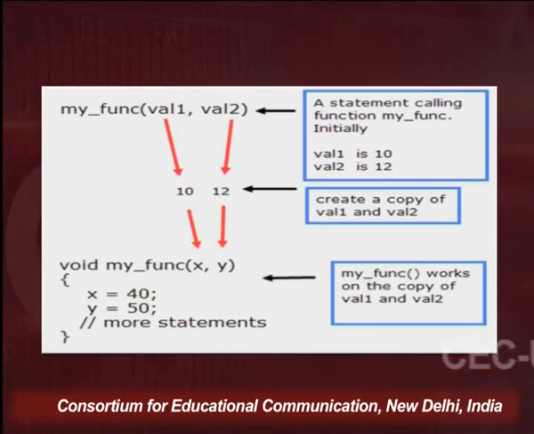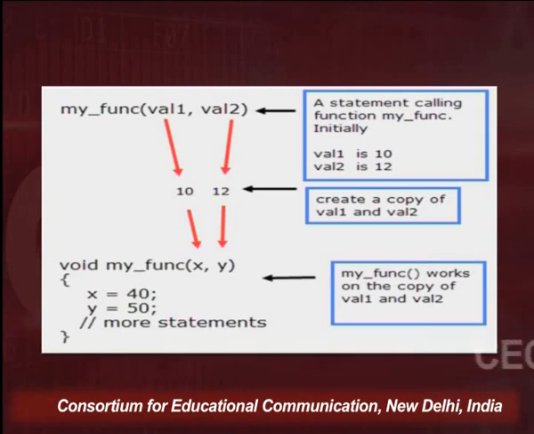So val1 and val2, basically you can say they are your actual parameters, and a copy of those parameters will be created in which the value of val1 and val2 will be copied, which is 10 and 12, and that copy of these two variables is named x and y respectively. So there is a copy of val1 which is x, there is a copy of val2 which is y, having values 10 and 12 respectively.